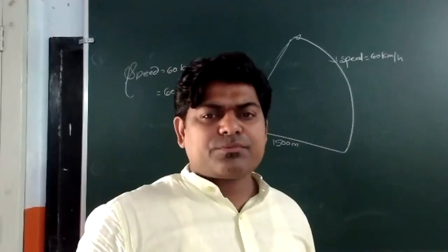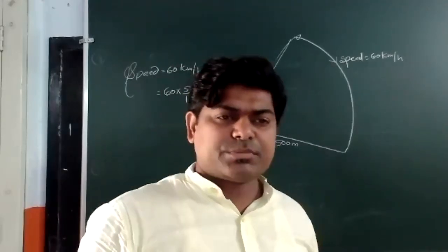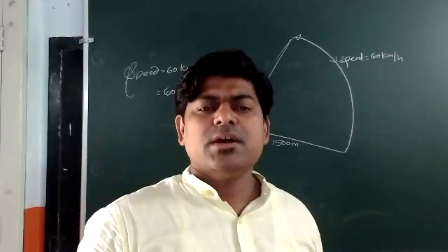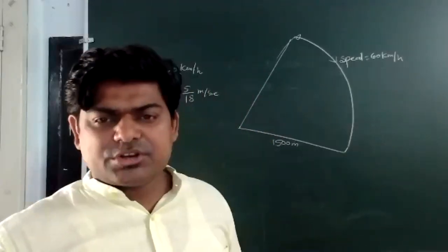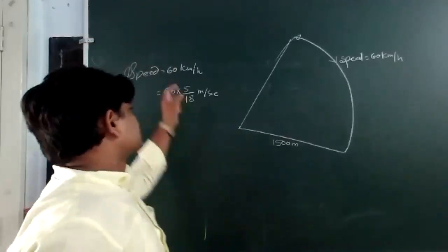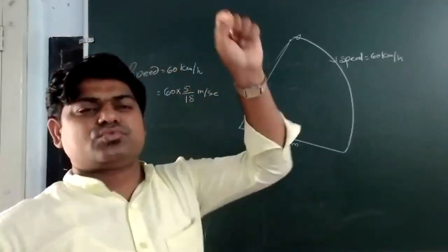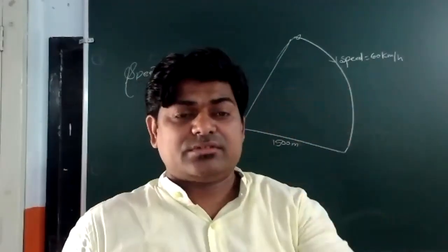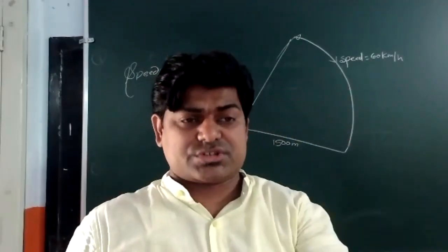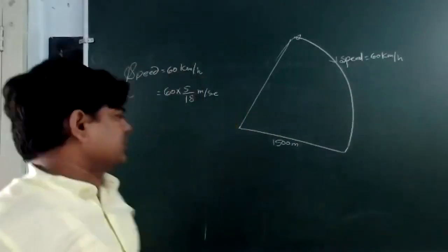Convert speed from kilometer per hour to meter per second. We used to multiply by 5 by 18. The reason is 1000 meter is equal to 1 kilometer. So 60 kilometer can be written as 60 into 1000, and 1 hour is equal to 3600 seconds, 60 into 60. And after simplification, we'll get it.